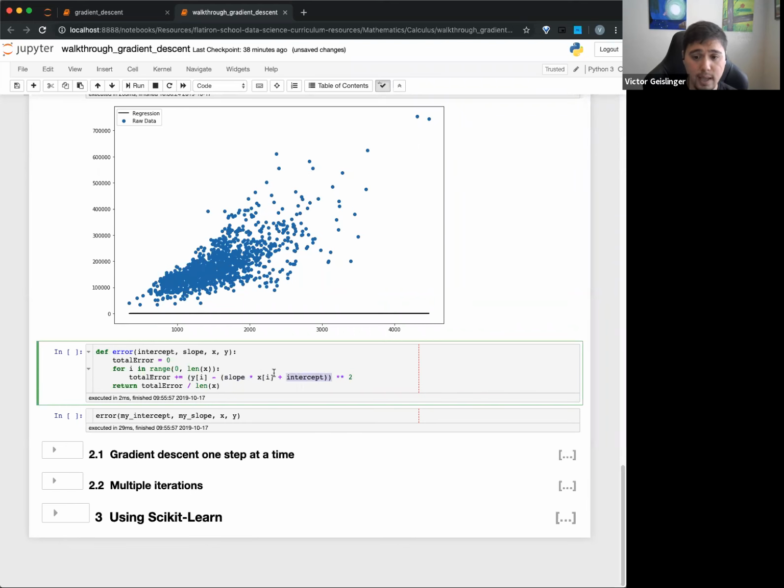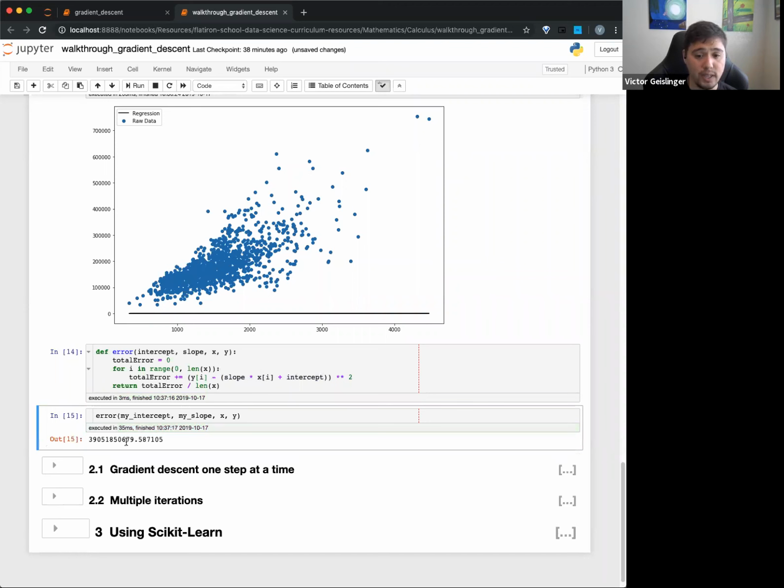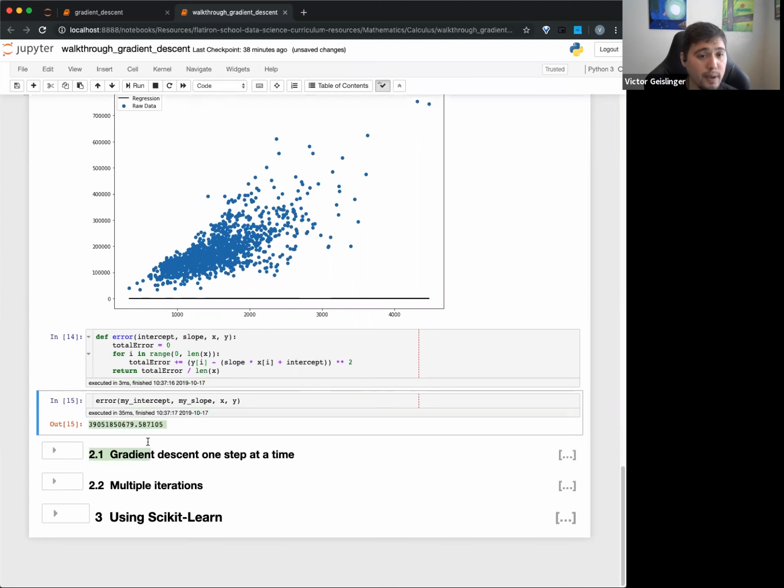And then we basically take the difference between these, square this, and this will give us our total error for this part. And we can use this now essentially as our cost function. You can see here, it doesn't necessarily mean anything by itself, but it's pretty decently large, right? We want this as close to 0 as possible.